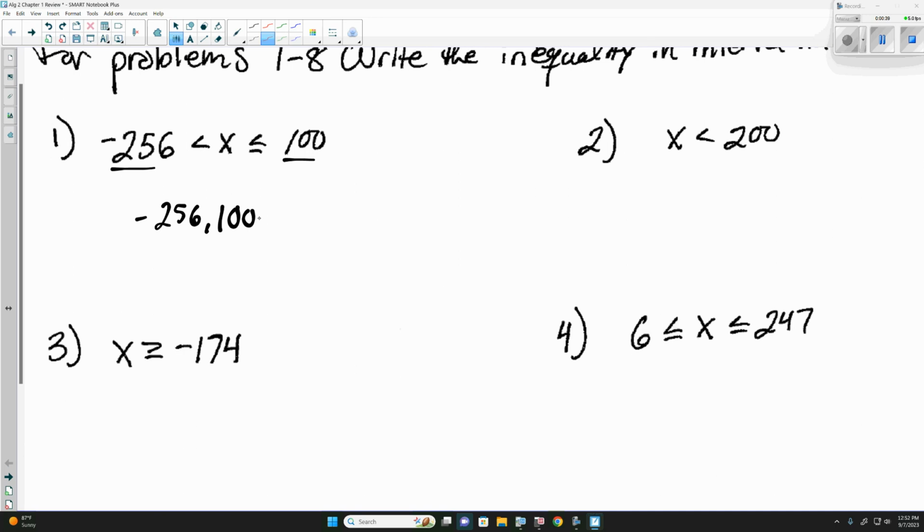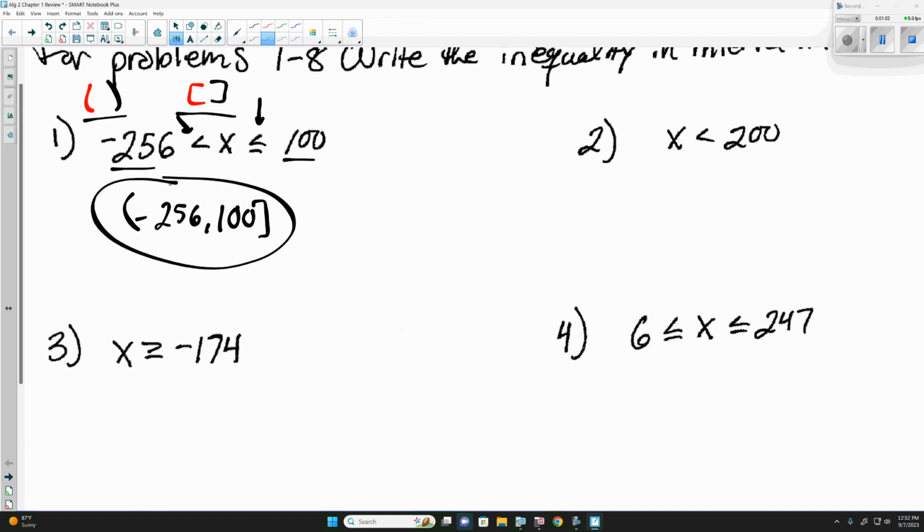Now we'll either have parentheses or brackets. Parentheses are not included. Brackets are included. Brackets are for when it's equal to. Parentheses is when it's not. So if we look at 100, it has the equal to, so it's going to be a bracket. Now the negative 256, the sign does not have one, so it would be a parentheses, and that would be it.